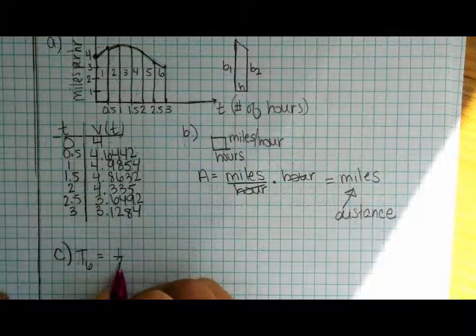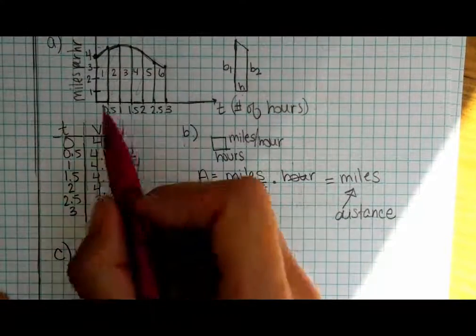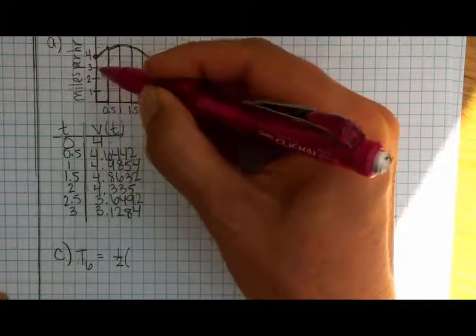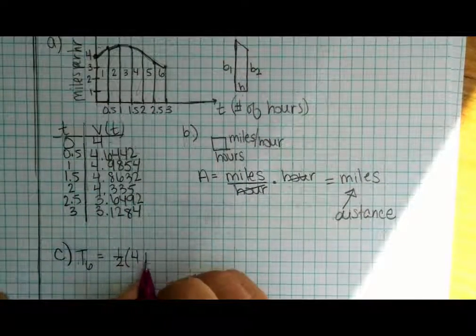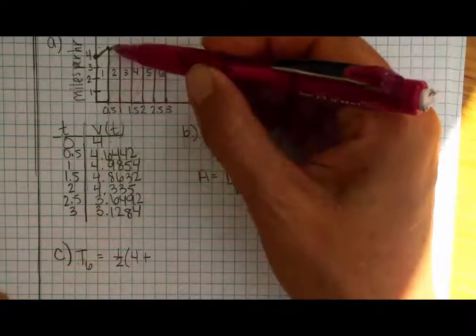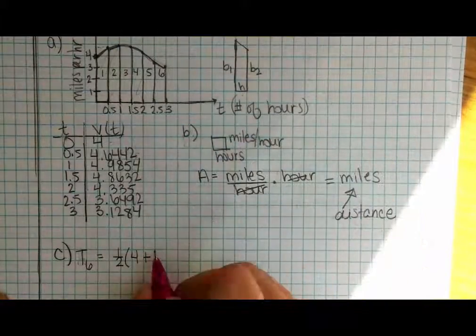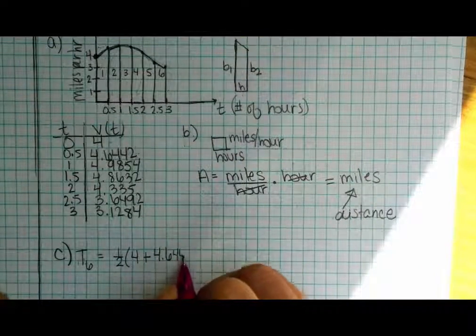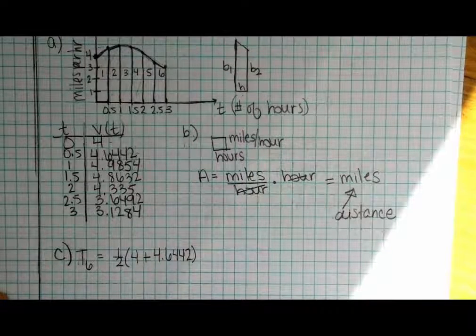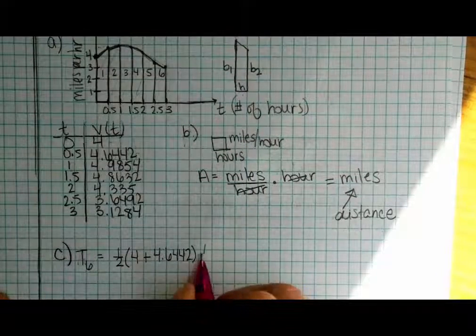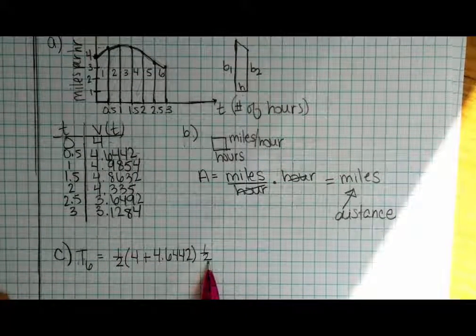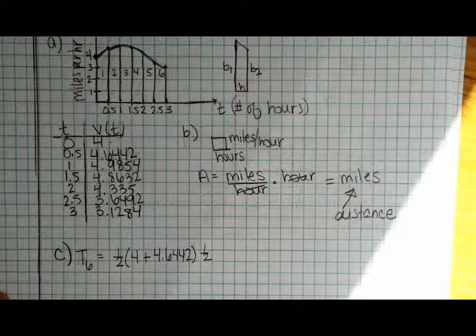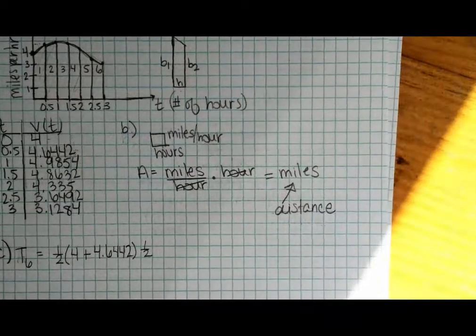I do half times the sum of 2 bases. So this base here basically goes to 4, right? So I look for my first output, which is 4. The next base is the second output, which is 4.6442. And then I need to multiply that by the height, which also happens to be half. Each height is going to be the same. So really you could factor out this 1/2 in the very beginning and just multiply everything when you're all done. But I want to show you how this is done piece by piece. So I'm going to keep on moving on.